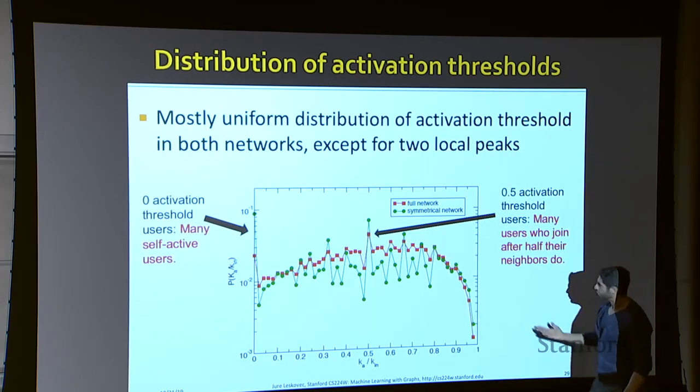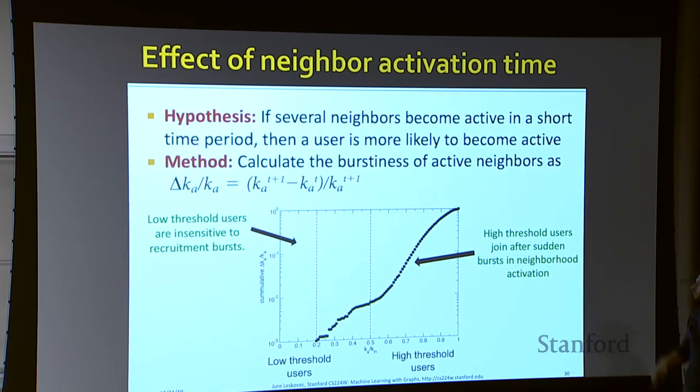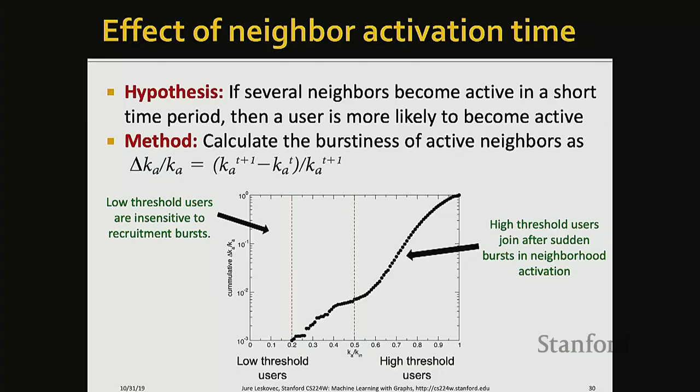Once again, you will see very different distributions when you study different kinds of cascades. And the other interesting one is, what is the effect of neighbor activation time? So here the hypothesis is the following: if several of my neighbors are becoming active in a very short time period, then a user is more likely to become active.